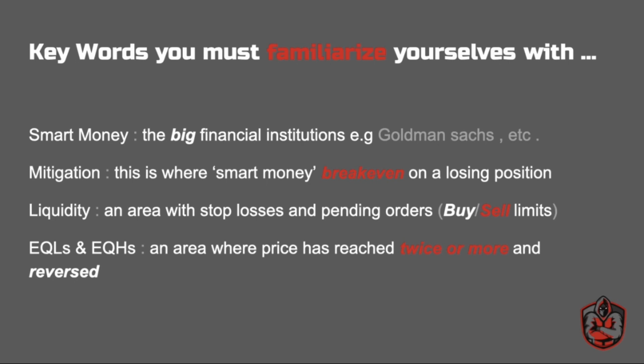Mitigation. Mitigation, you're going to hear me using that word quite a lot in the next lesson when I teach you guys order blocks. Essentially, all it means is that this is where smart money break even on their losing position. Liquidity. Liquidity is simply an area where there's a lot of stop losses and pending orders. Equal lows and equal highs is just an area where price has reached twice or more and reversed, such as support and resistance levels, double tops and double bottoms.